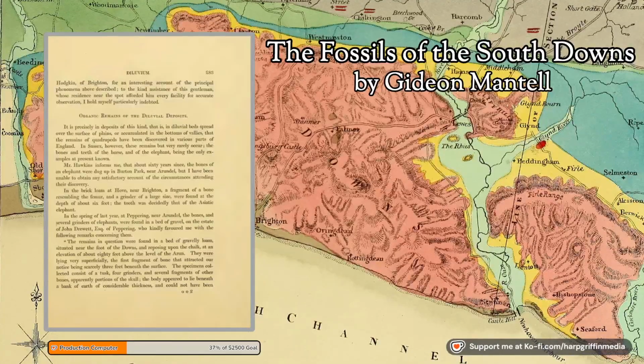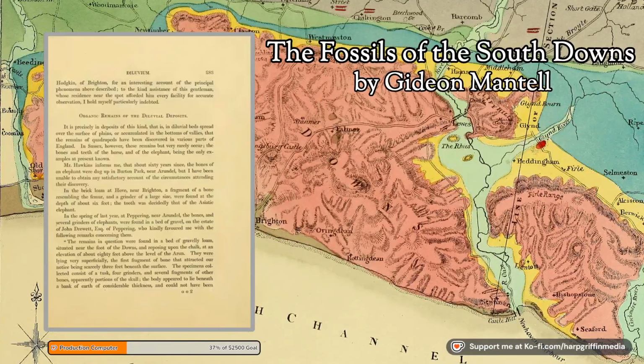In the spring of last year at Peppering, near Arundel, the bones and several grinders of elephants were found in a bed of gravel on the estate of John Druitt, Esquire, of Peppering, who kindly favoured me with the following remarks concerning them. The remains in question were found in a bed of gravelly loam, situated near the foot of the downs, and reposing upon the chalk, at an elevation of about 80 feet above the level of the Arun. They were lying very superficially, the first fragment of bone that attracted our notice being scarcely 3 feet beneath the surface.